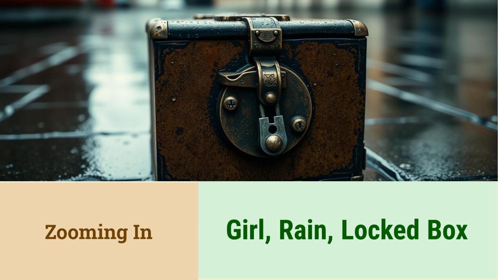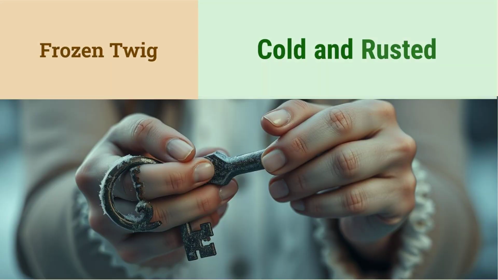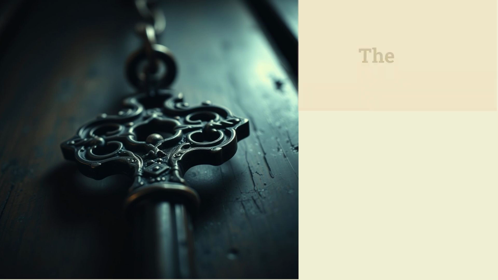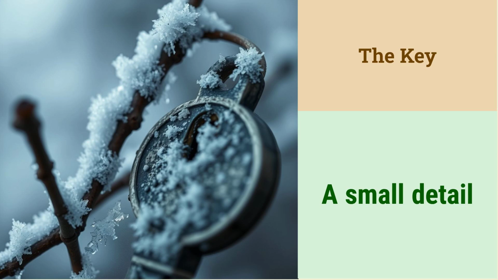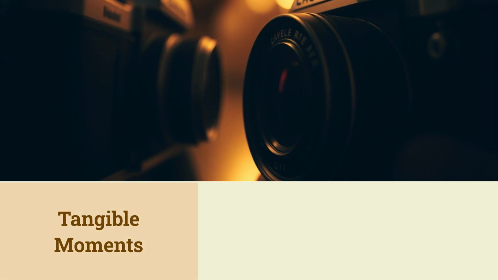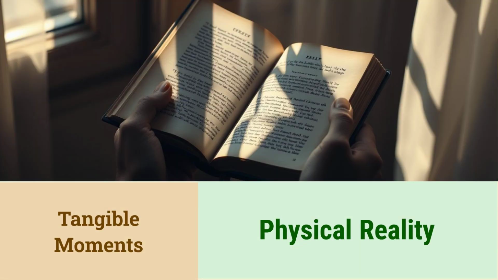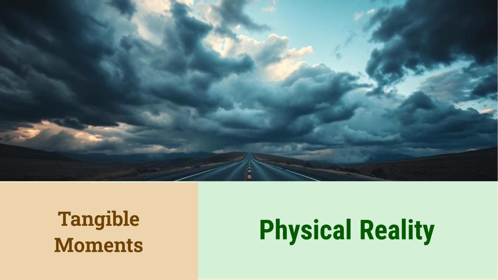Now, let's zoom in. The key trembled between her fingers, cold and rusted like a frozen twig. We've zoomed in on the key. We see it trembling, suggesting nervousness or anticipation. We feel its coldness and roughness through the comparison to a frozen twig. This small detail adds layers of meaning and sensory experience to the scene. It makes the moment tangible and specific.